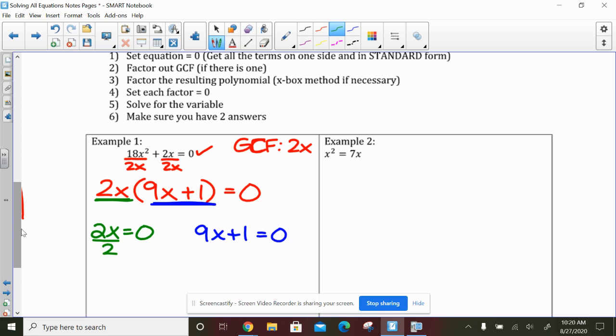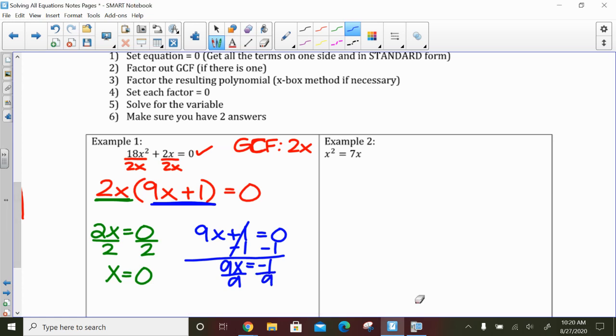So here I'm going to divide by 2. 0 divided by 2 is 0. And over here I'm going to subtract 1. That gives me 9X equals negative 1. I'm going to divide by 9, and that gives me X equals negative 1 over 9. Those two values, 0 and negative 1/9, are your solutions to that problem.